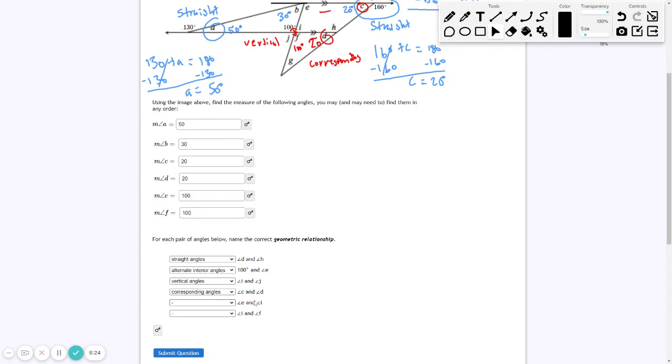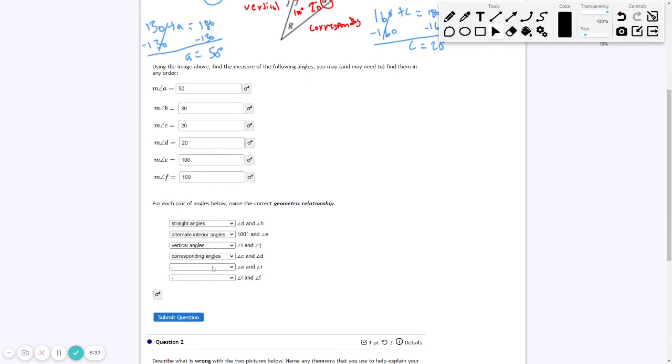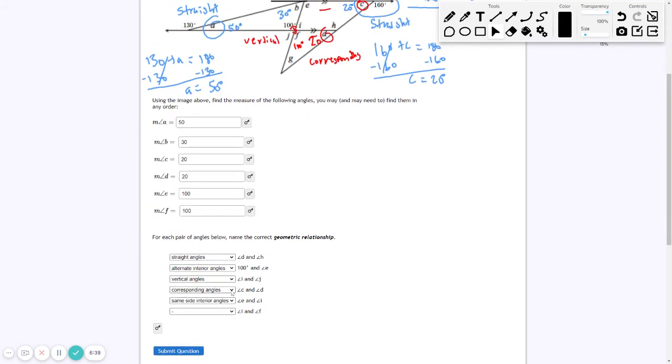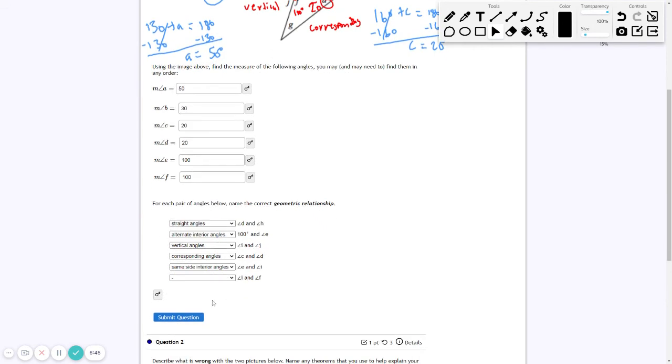Angle E and angle I. This is a tricky one, but we keep in mind again, it's between the parallel lines. And unlike 100, the E is on the same side as I. So when you think same side, you just think same side interior angles. So that should be there. And lastly, angles I and F. Once again, they make a straight line. So therefore, they are straight angles.